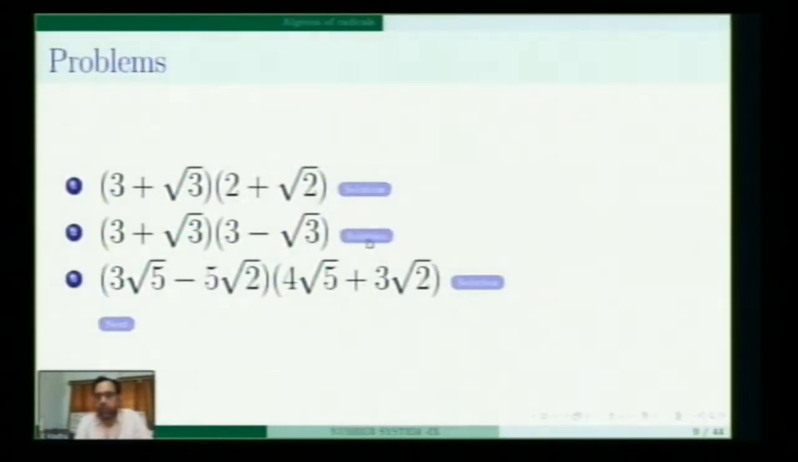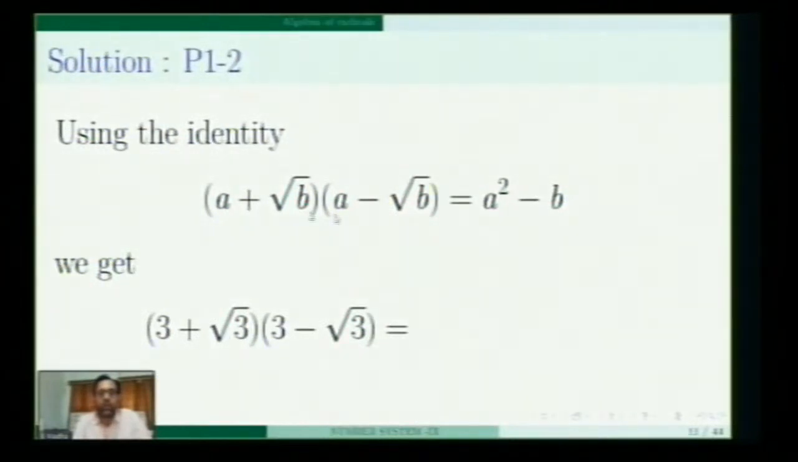Okay, second problem. From observing here you can see an interesting thing. This is 3, here is also 3. This is root 3, this is root 3. What is the difference between them? Here it is plus and here it is minus. So you can use this identity: a plus root b times a minus root b will be a square minus root b whole square. Root b whole square is b. So applying this one, you will get 3 square minus root 3 whole square, which is 9 minus 3, 6.